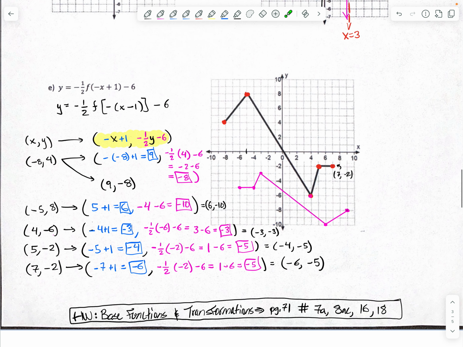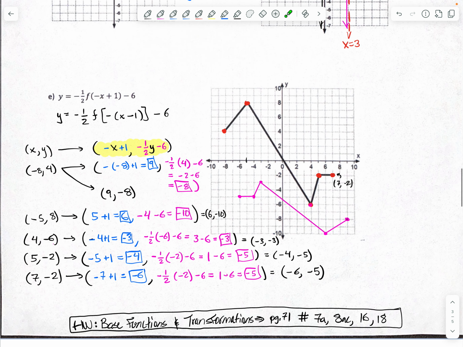You could try it out with the mapping rules here that you see and make sure for yourself, or you could do it the intuitive way.